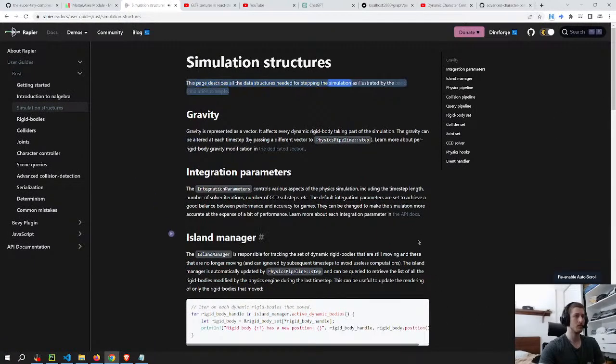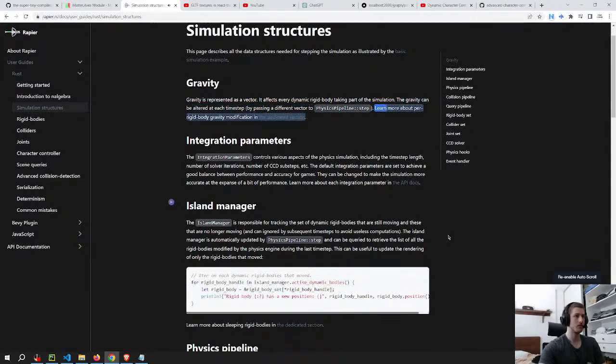This page describes all the data structures needed for stepping simulations illustrated by the basic simulation example. Gravity. Gravity is represented as a vector. It affects every dynamic rigid body taking part in the simulation. The gravity can be altered each time step by passing a different vector to PhysicsPipeline::step. Learn more about the rigid body gravity modification in the dedicated section.